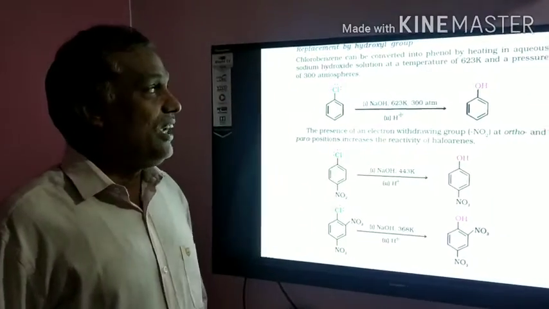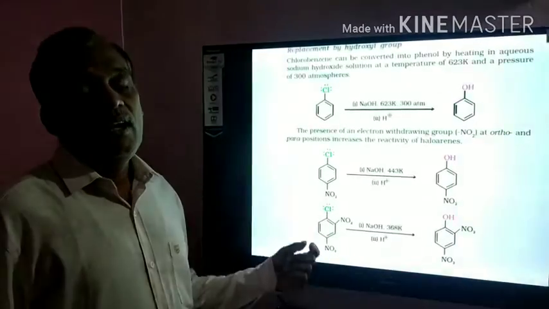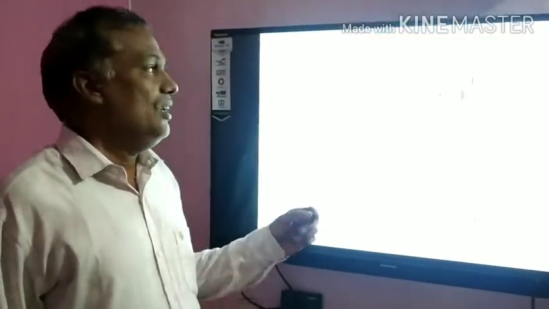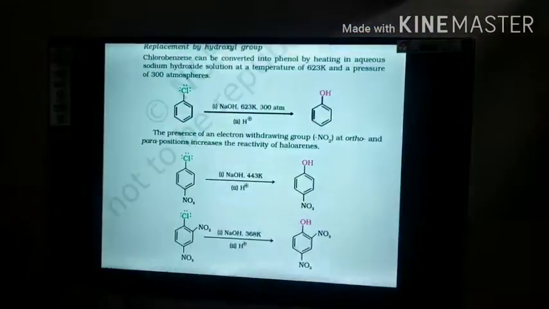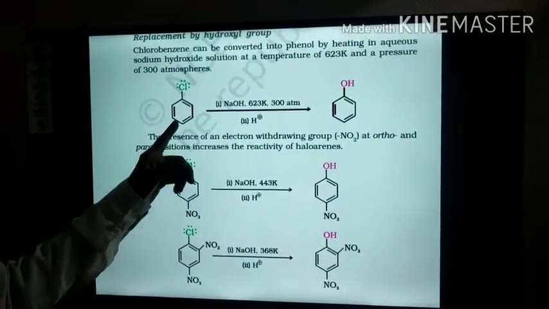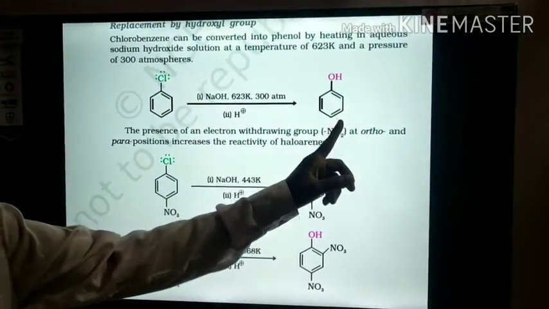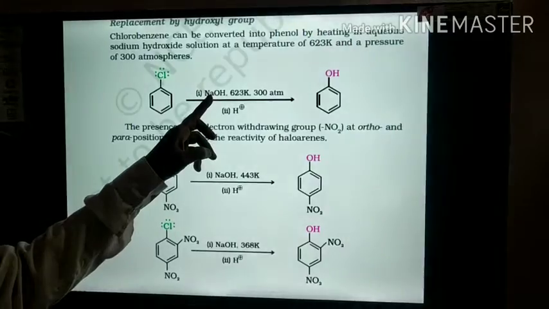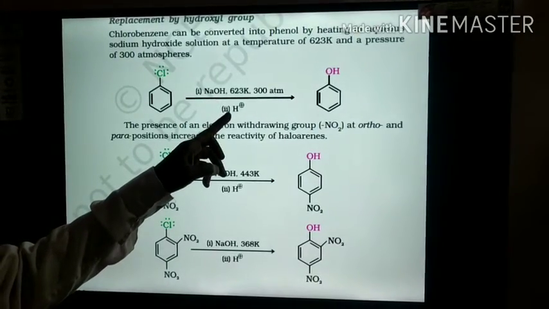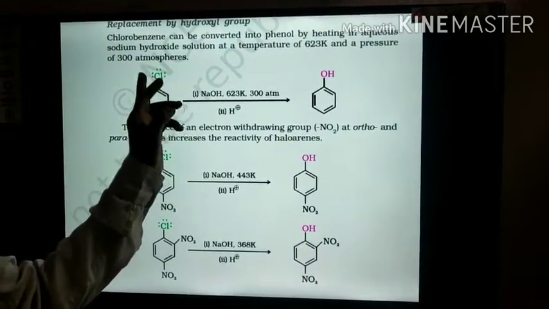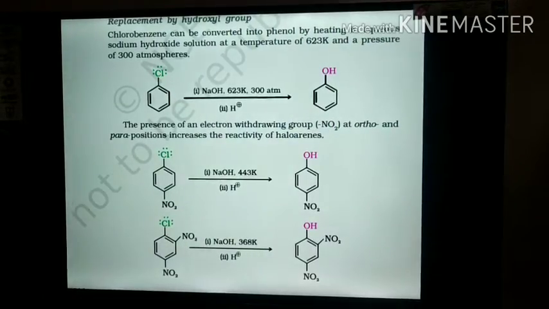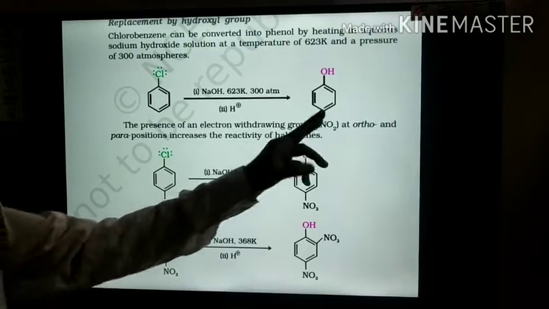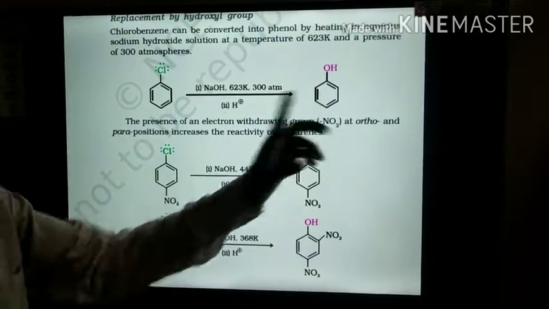Now let us see how the halogen atom is replaced in some reactions they have given. The first one is replacement by a hydroxyl group. Chlorobenzene is converted into phenol. So in the presence of sodium hydroxide and then an acid, the chlorine atom will be removed and the hydroxyl group is attached, giving phenol. So this is the conversion of chlorobenzene to phenol.